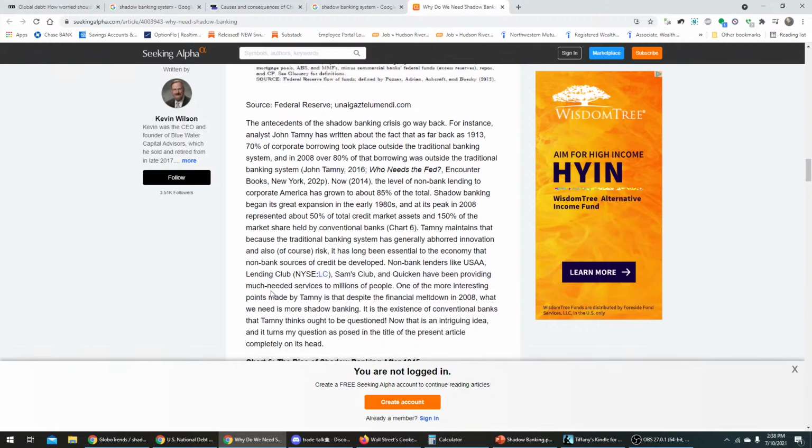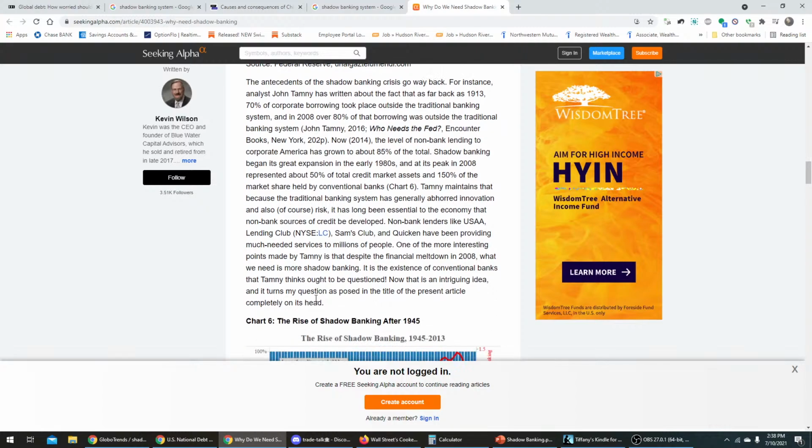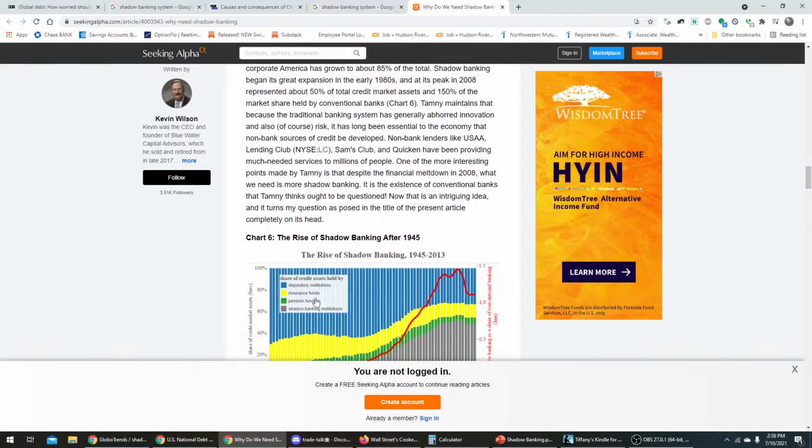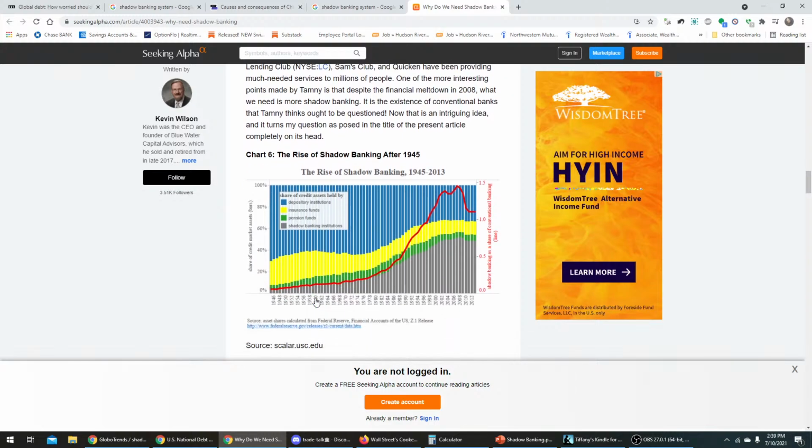Lending Club. I didn't know Lending Club was part of it. You have Sam's Club and Quicken providing the system to many millions of people. Okay, trying to read this. At the same time as deposits go up, the shadow banking goes up too.